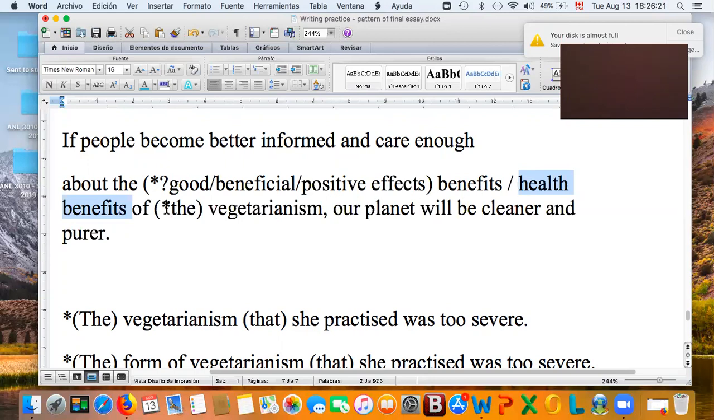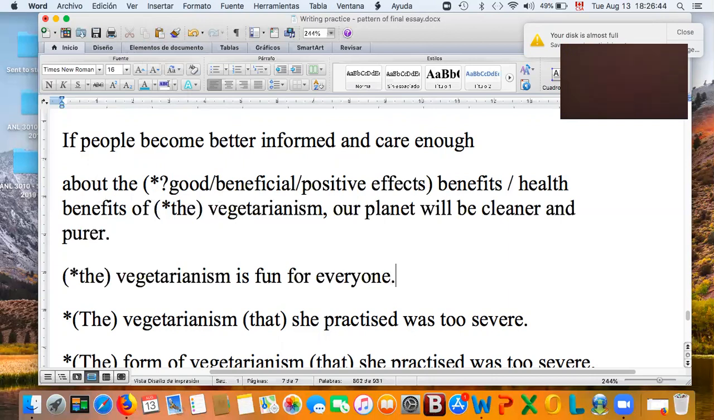Well, what's wrong with the vegetarianism? Well, the vegetarianism, let's take it down here and look at it. The vegetarianism is fun for everyone. Just take that as an example sentence, okay? That's not possible. We can't say the vegetarianism is fun for everyone.